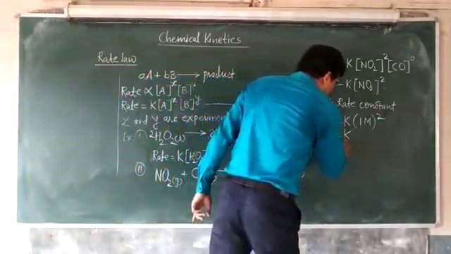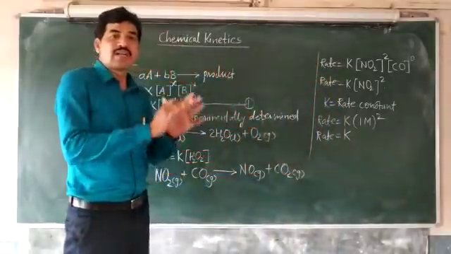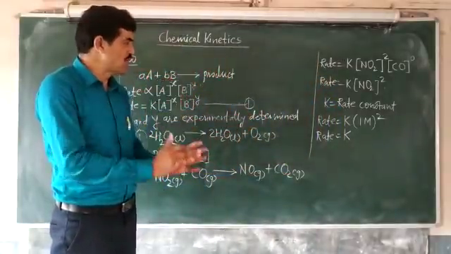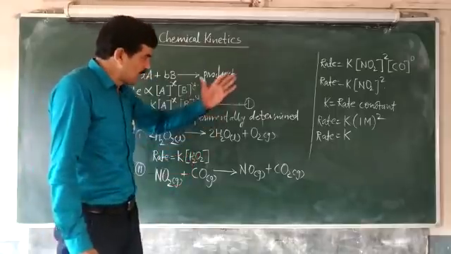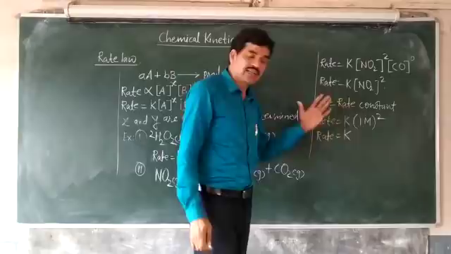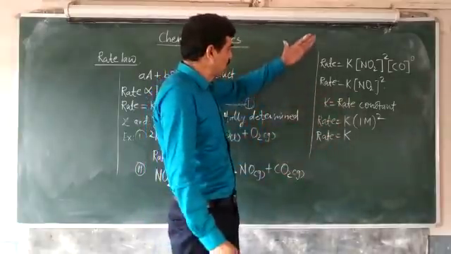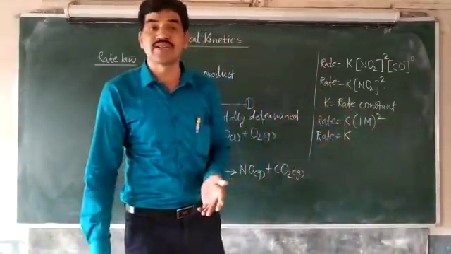The rate constant for a particular chemical reaction remains constant. It doesn't depend on the concentration of the reactants. It just depends on the temperature at which the particular reaction is carried out.